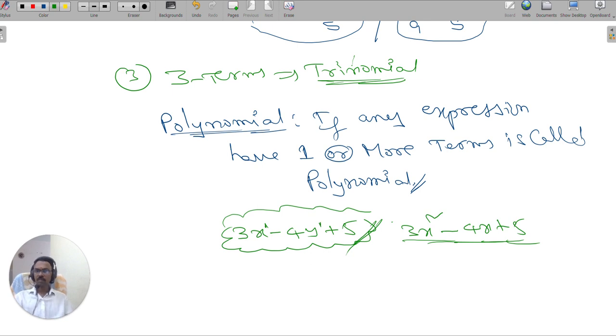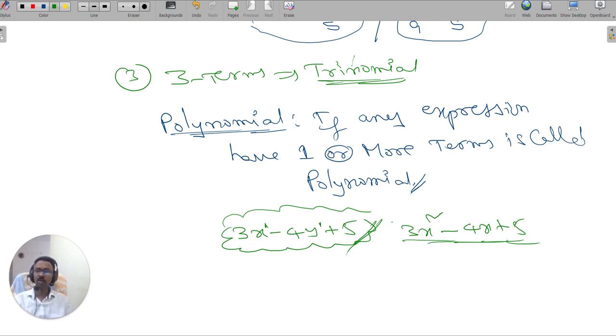If there is no term, it is not called a polynomial. At least there should be one term. That is called a polynomial. This polynomial definition depends upon the terms only. No need to consider whether x square or y square is there. This polynomial definition comes only from the number of terms.